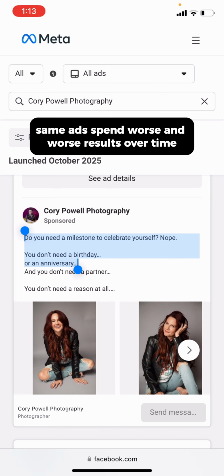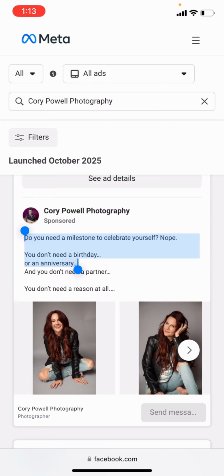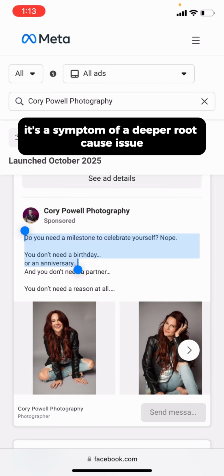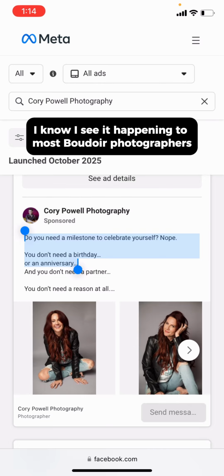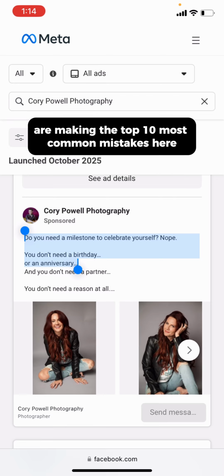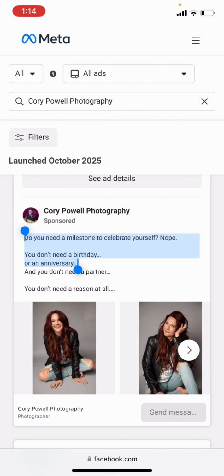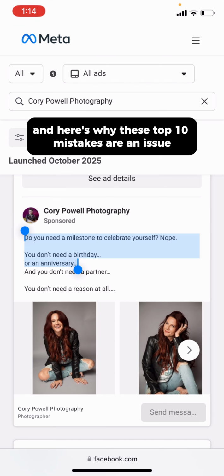Now this phenomenon, same ad spend, worse and worse results over time for an ad, is actually not normal. It's a symptom of a deeper root cause issue. I know I see it happening to most boudoir photographers. That's because most boudoir photographers are making the top 10 most common mistakes here, structural issues, root cause problems. And here's why these top 10 mistakes are an issue.